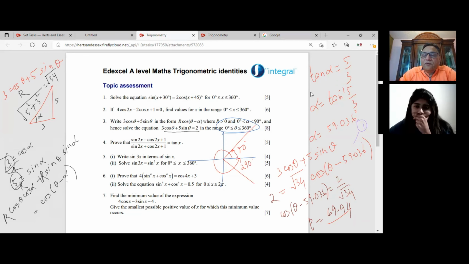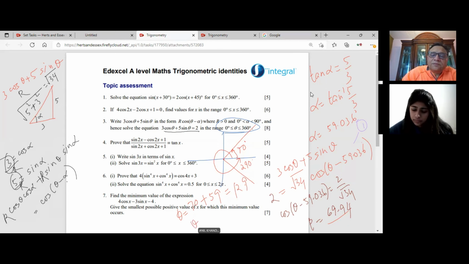So now find theta. Theta equals 70 plus 59.036, correct? Because that goes on this side, 70 plus 59, let me write it down, because we use 59. That gives you 129. That is within the domain, so that's fine with us, correct?